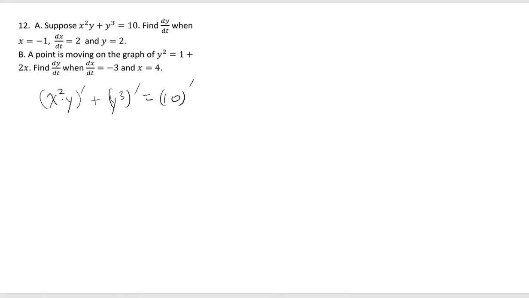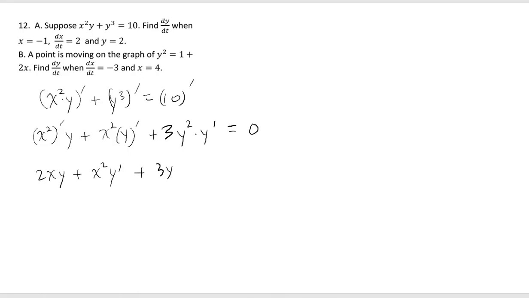Because this is a product, we need to use the product rule: x squared prime times y, plus x squared times y prime. y cubed is 3y squared times y prime, so we have to use the chain rule, and 10 prime is 0. x squared prime is 2x, so x squared y prime plus 3y squared y prime equals 0. And we're looking for dy/dt when these are given. Note that these values should only be used after you differentiate. So I differentiate this, and now since I have the derivative, I can plug in these numbers.